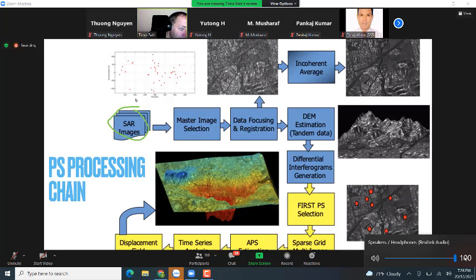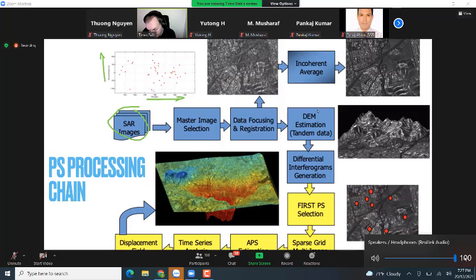These images are set in time and we look at the spatial baseline and temporal baseline of these images. So this is quite a lot of images. We then select one master image, and then we co-register all images to that master image.